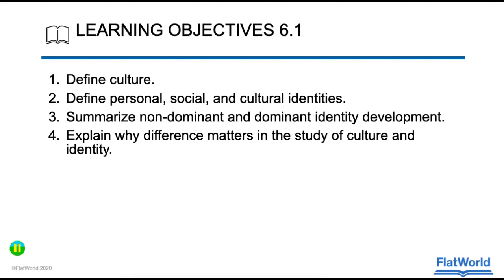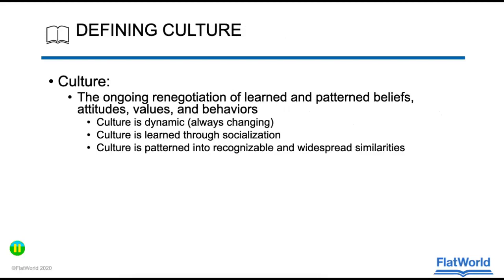Summarize non-dominant and dominant identity development, and explain why there's differences in the culture and identity when we look at communication. So culture is an ongoing renegotiation of learned pattern beliefs. It's also attitudes, values, and behavior. It's always changing. It's learned through socialization, and it's patterned into recognizable widespread similarities.